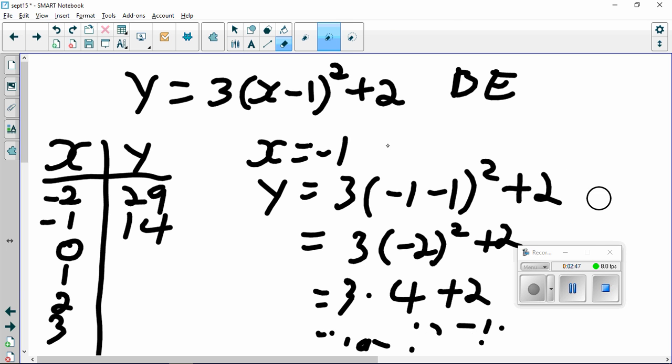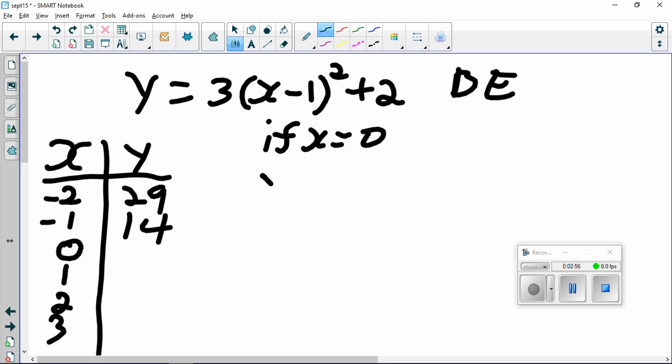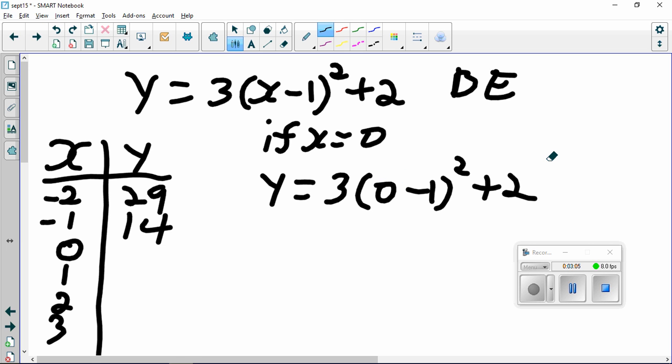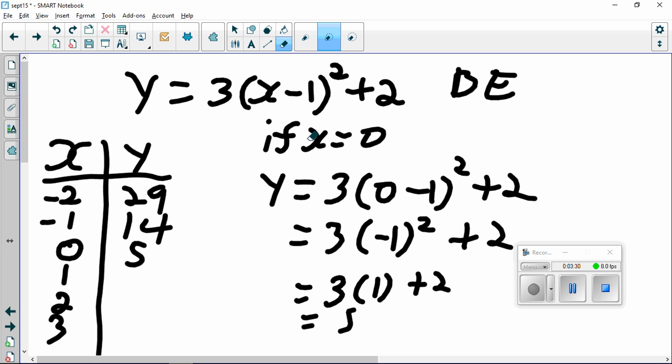Now, we'll deal with it if x is 0. If x is 0, y, we just replace x with 0. Y is 3 times (0 minus 1) squared plus 2. 0 minus 1 is -1, so we have 3 times -1 squared plus 2. -1 squared is +1, so I've got 3 times +1 plus 2, which is 5. So when x is 0, y is 5.